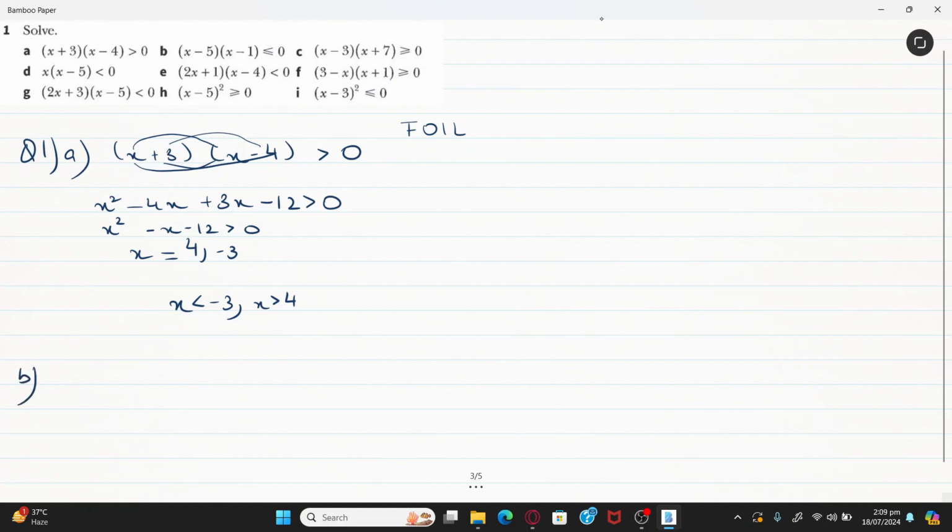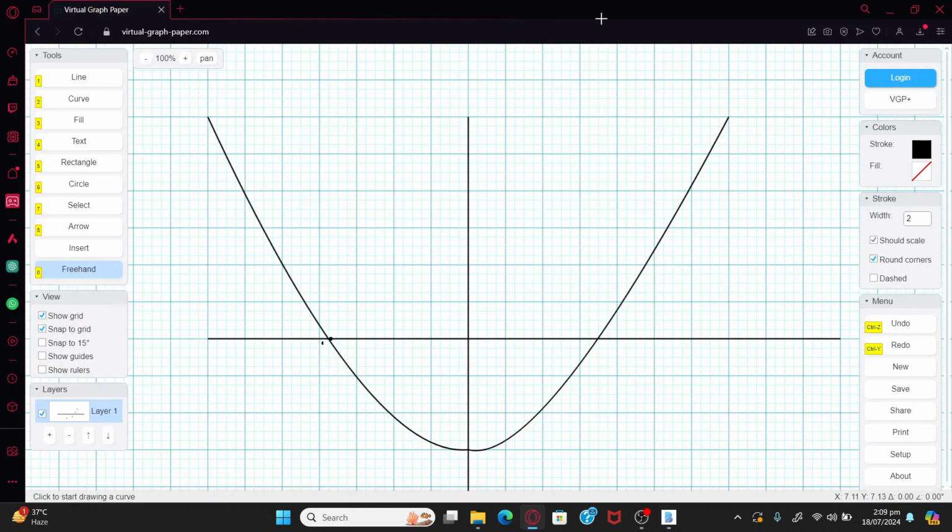To make this without a graph is really hard, and I prefer that you take a graph with you so that it's going to be easier. So for part B, we are going to say (x minus 5) multiplied by (x minus 1) is less than or equal to 0.